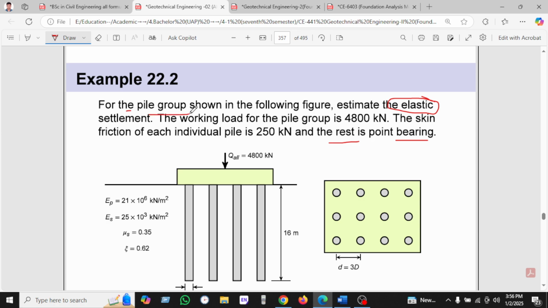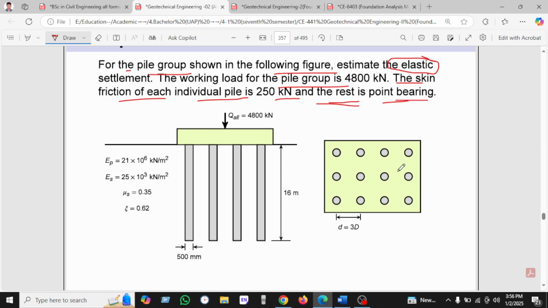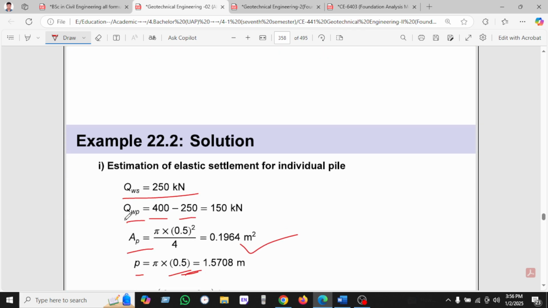The pile group is shown in the following. Estimate the elastic settlement. The working load, the vertical load on the pile, is given as 4000 kN, and the skin friction of the individual pile is 250 kN, and the rest of the pile is bearing. So we can see here there are 12 piles, and all the parameters are given here.